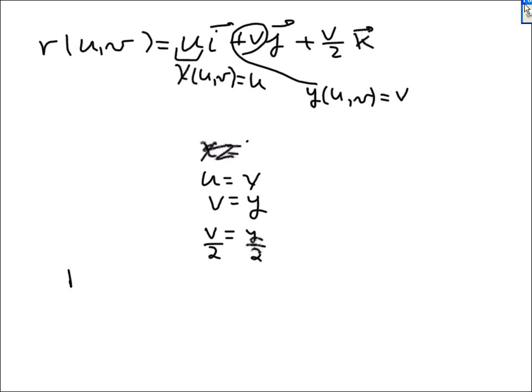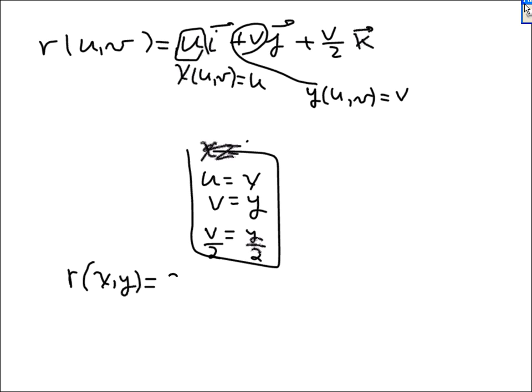And what we now have is r as a function of x and y. Here are the translations: u is x, so x i, plus v, which is y, j, plus v over 2, which is y over 2, k. So I wrote r as a function of just x and y. That's rectangular.